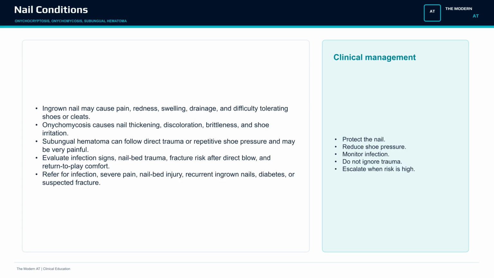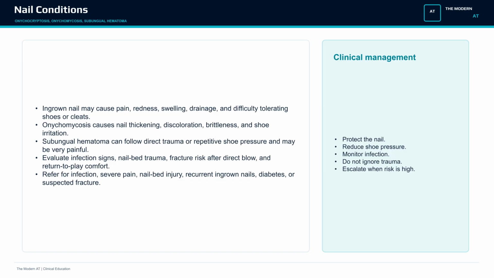Nail conditions can strongly affect sport participation because shoes and cleats place direct pressure on the toes. An ingrown nail can cause pain, redness, swelling, drainage, and poor footwear tolerance. Onychomycosis can create thickening, discoloration, brittleness, and shoe irritation. A subungual hematoma can follow direct trauma or repetitive shoe pressure and may be very painful. Look for infection signs, drainage, increasing redness, nail bed trauma, and fracture risk after a direct blow.